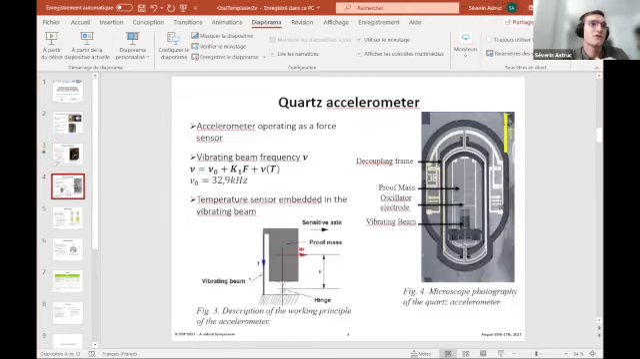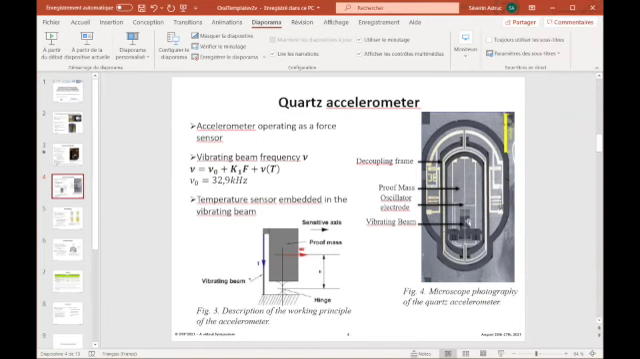So our first sensor is in fact an accelerometer developed by the Onera. We will use it as a first sensor. In this sensor, we have a vibrating beam here. Do you see my mouse? Yes, we can. Yeah, go ahead.